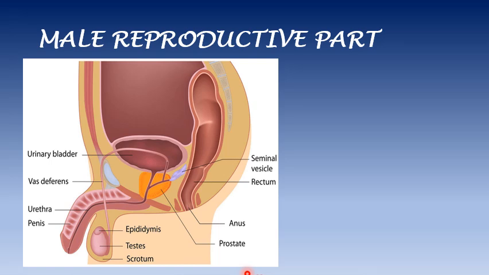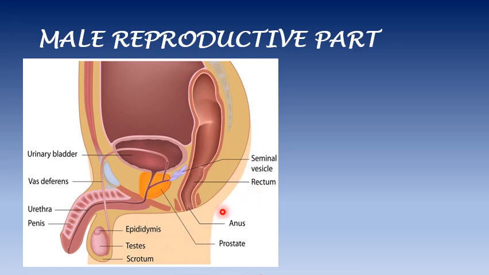The secretion from the three glands mixes to form a fluid called semen. So semen nourishes the sperm. What is the function of semen, children? Semen is helpful to nourish the sperm. It increases the volume and helps in lubrication. So that is the major function of these glands.